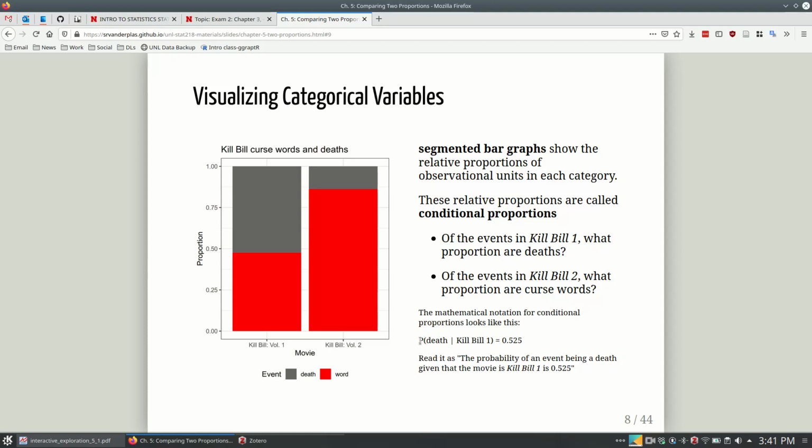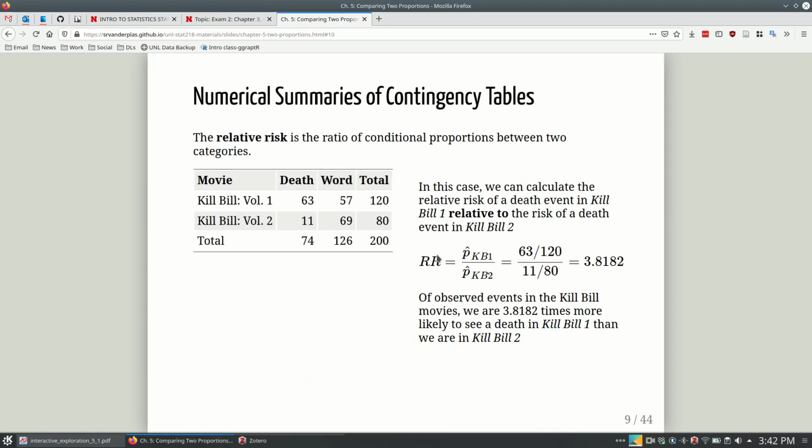So there's some mathematical notation for that, but you don't really need that unless you're interested. But conditional probability and conditional proportions are pretty useful things. All right, if we want to summarize the difference in these two groups, one way we can do that is to compute something called the relative risk.